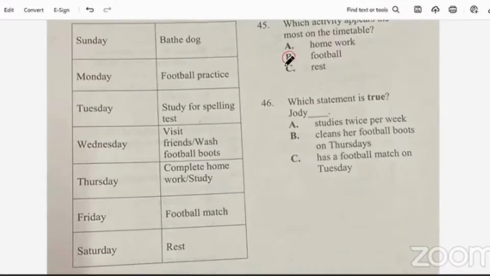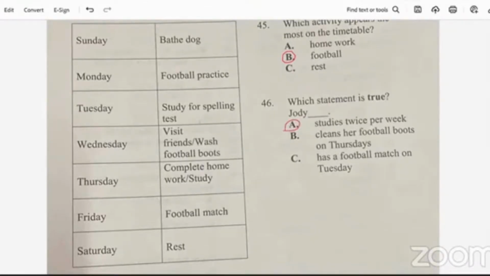And then 46, which statement is true. Jody studies twice per week. Jody cleans her football boots on Thursdays. Jody has a football match on Tuesday. So on Tuesday, no, she doesn't have a football match. Cleans her football boots on Thursday? No, she does that on a Wednesday. Studies twice per week? Yes, on a Tuesday she studies for a spelling test, and on a Thursday she also studies. So the answer for 46 would be A. She studies twice per week.